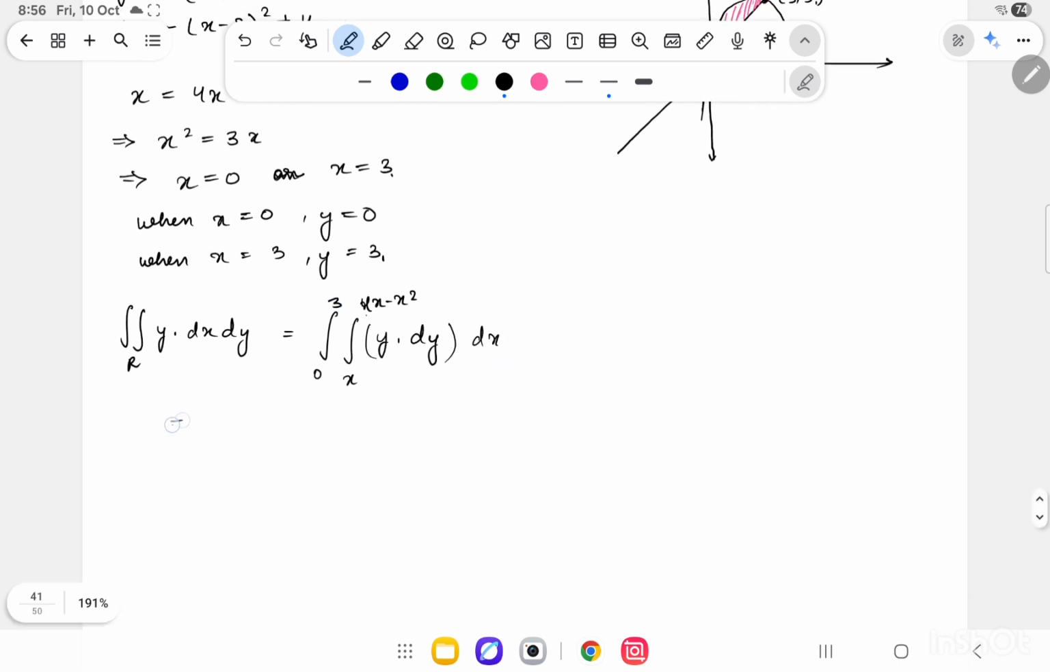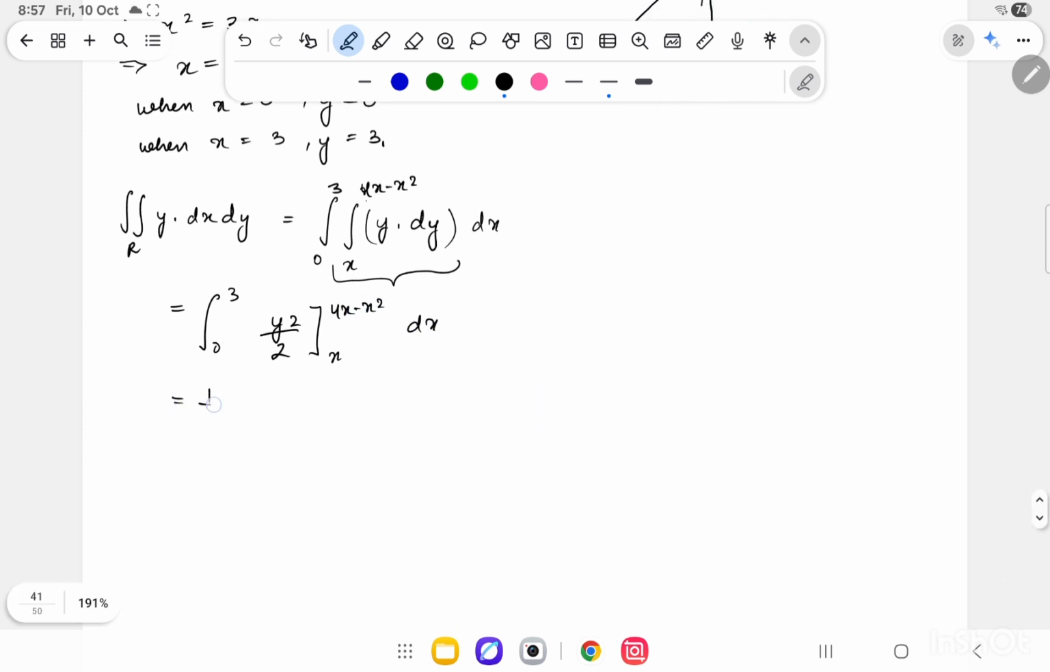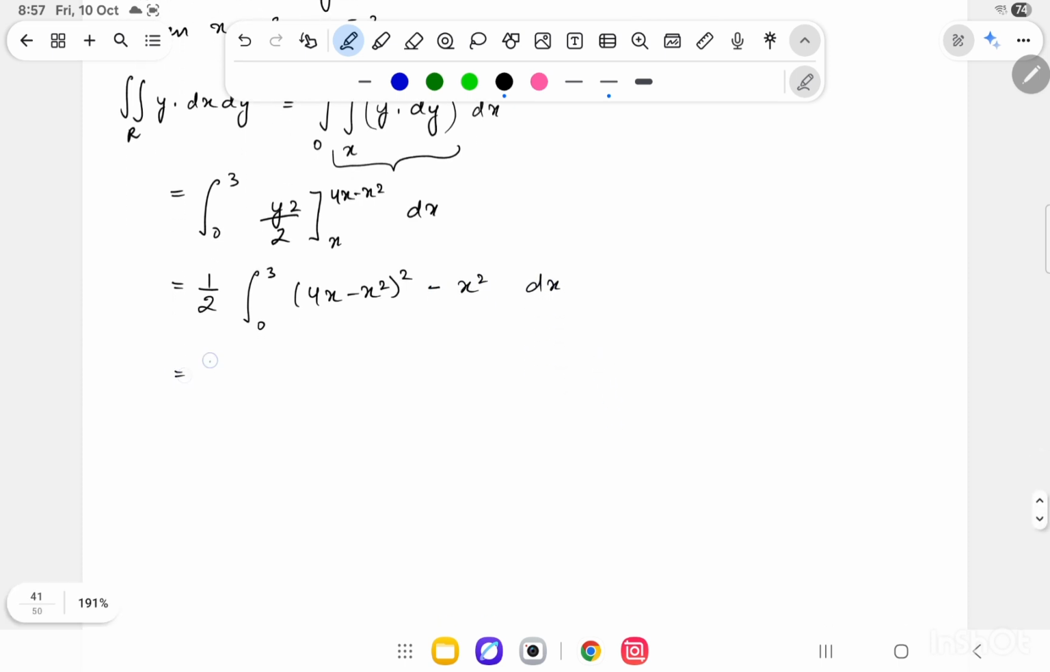So if we solve it, it will be integration from 0 to 3. Let's integrate first with respect to y. It will be y square by 2, with limits from x to 4x minus x square, dx. Now this 1 by 2 is constant, so I can pull it outside the integration sign. So it will be integration from 0 to 3 of (4x minus x square) whole square minus x square dx. If I simplify it, it will be 1 by 2 times integration from 0 to 3 of 16x square plus x raised 4 minus 8x cube minus x square dx.